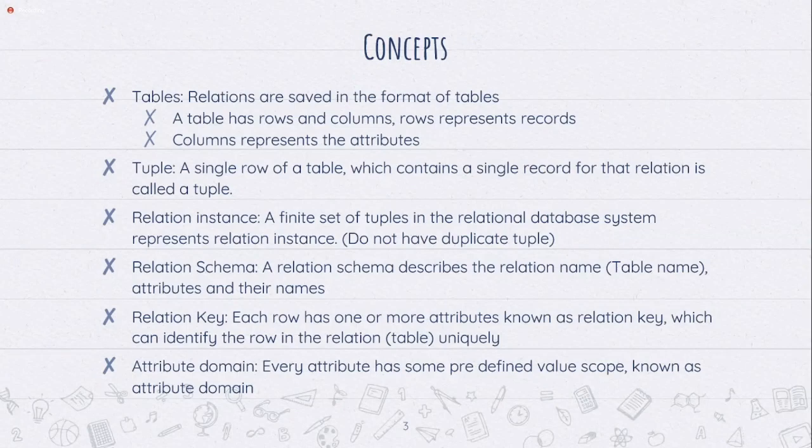Relation schema. A relation schema describes the relation name, attributes and their names. We learned about the relation schema. I will explain how to draw this schema later. So in the relational data model, another concept is the relational schema. Relation key. Each row has one or more attributes known as a relation key, which can identify a row in the relation uniquely. If you consider one tuple, there will be a unique key. In a student table, your index number is unique to each student. So it will be a relation key.